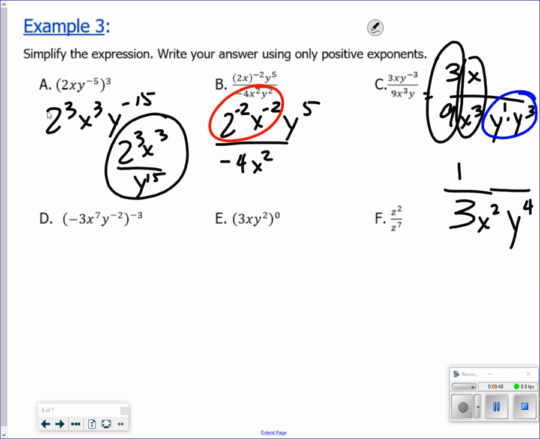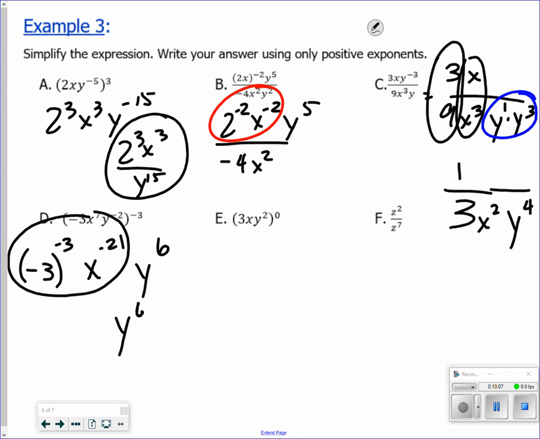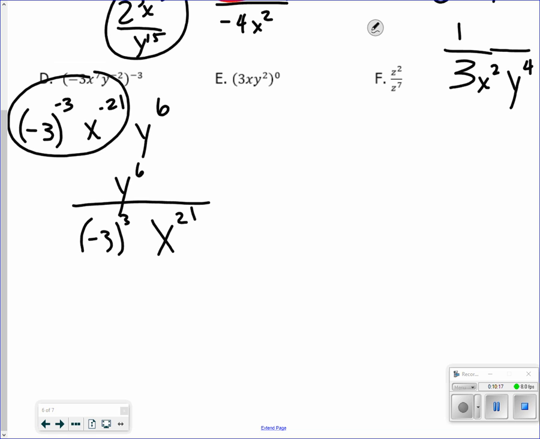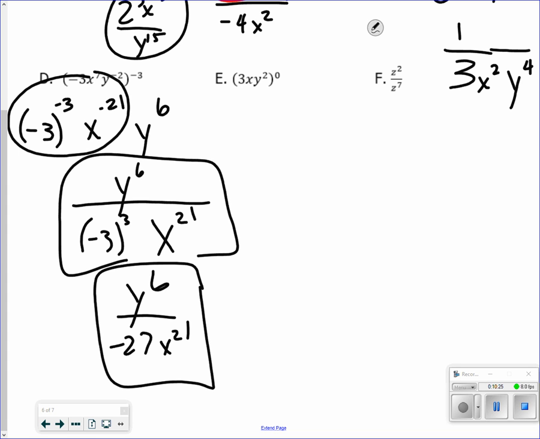Next one. Ooh, a lot of negatives going on here. I got a negative 3 raised to the negative 3rd, x raised to the negative 21st, and y raised to the positive 6th. So again, the rules about exponents still apply. These two had negative exponents. They need to move. y to the 6th does not. x to the 21st down on the bottom. Negative 3 to the 3rd. Now, they want you to evaluate all the numbers. Negative 3 to the 3rd is negative 27.